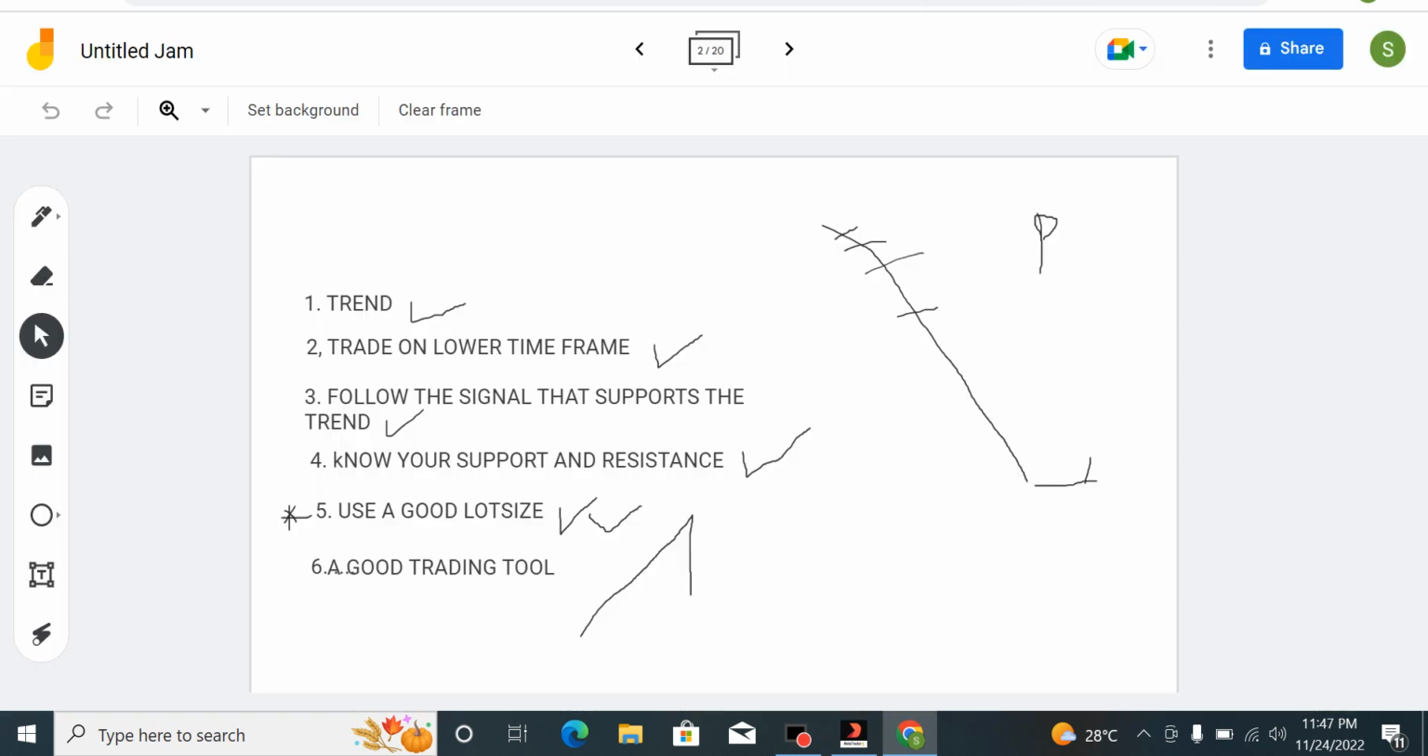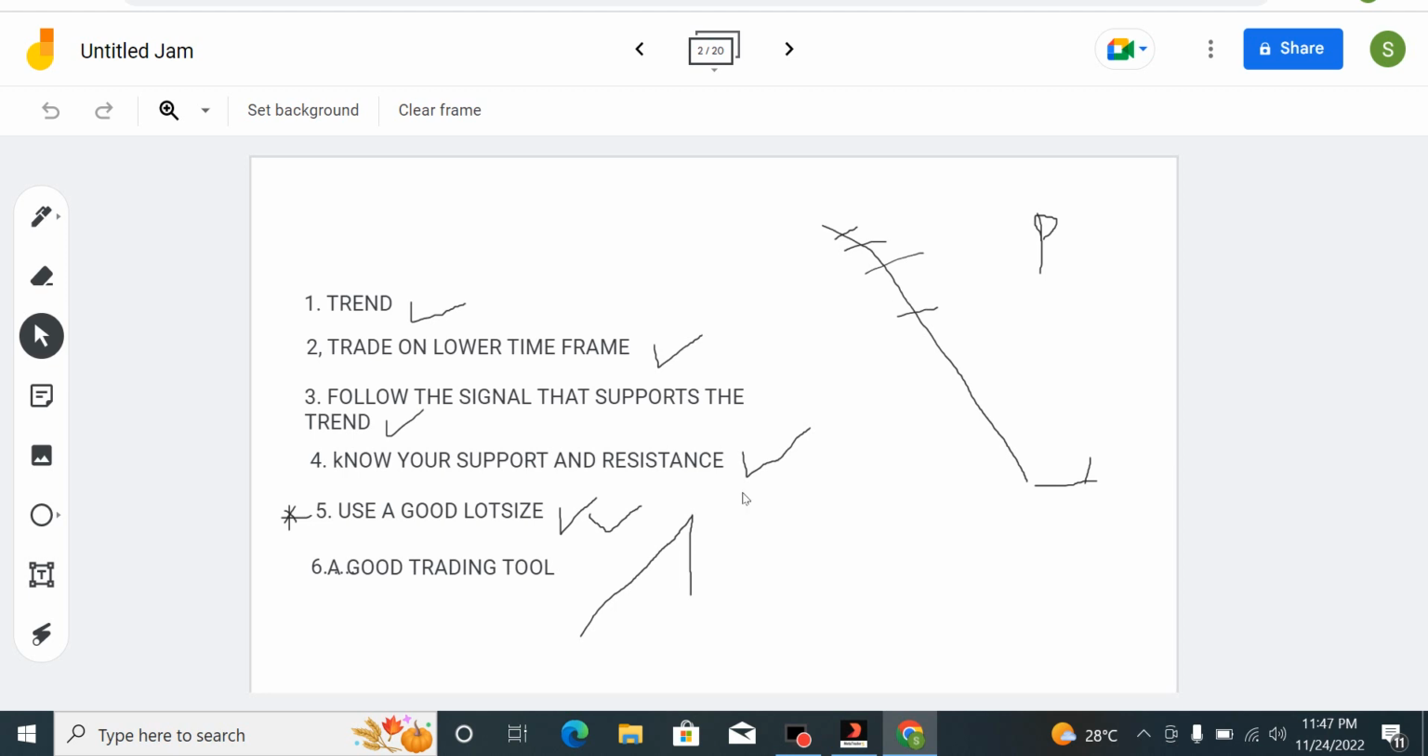Just like we have said, we started this training session about 2 days ago, and we have been going on with it, enjoying every activity that is being done within this training session. Yesterday we were able to treat about 3 topics: the trend, the time frame, and the signals. This time around we will be looking at support and resistance alongside the lot size, and probably a good trading tool.